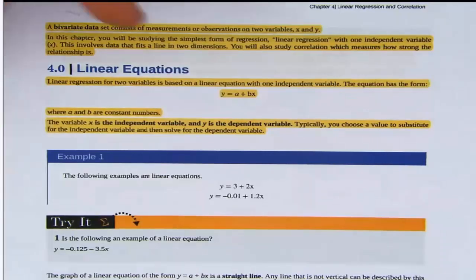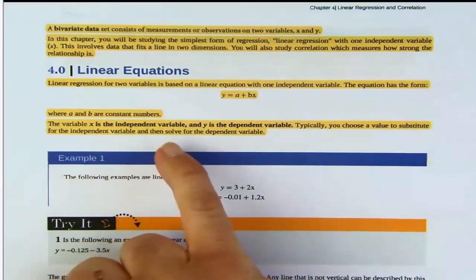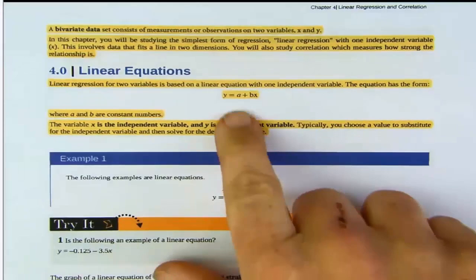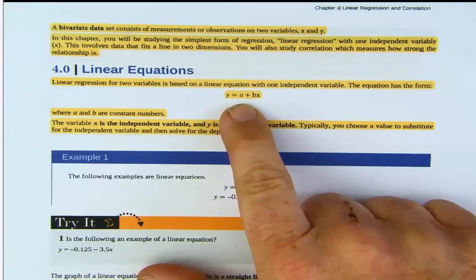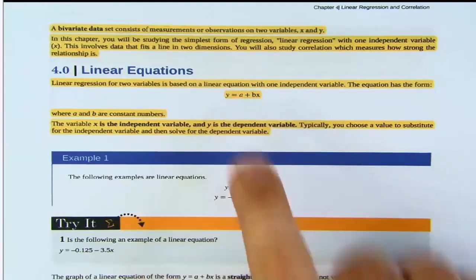The variables here are x and y. Recall that x is referred to as the independent variable, and y is called the dependent variable. Typically, you choose a value to substitute for the independent variable and solve for the dependent variable. So you can get solutions to this equation, and those solutions will be ordered pairs of numbers, x comma y. A way to get any ordered pair is to put a value in for x and then find the resulting y.